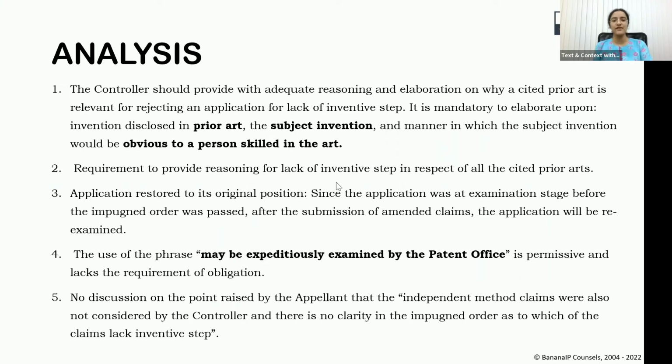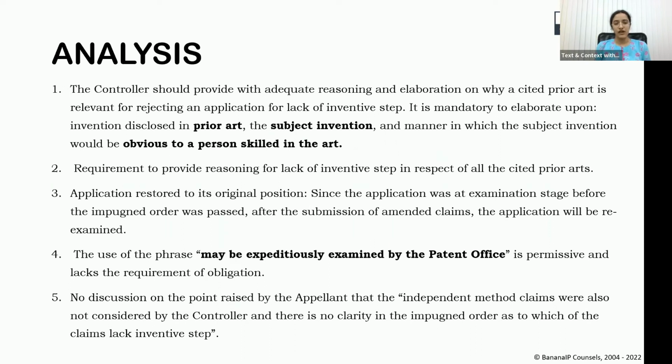The controller should provide adequate reasoning and elaboration on why cited prior art is relevant for rejecting an application for lack of inventive step. It is mandatory to elaborate upon the invention disclosed in prior art, the subject invention, and the manner in which the subject invention would be obvious to a person skilled in the art. So these three ingredients are important when the controller is providing reasoning related to lack of inventive step.